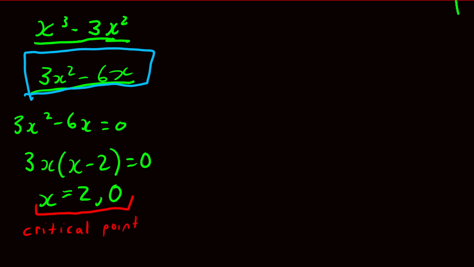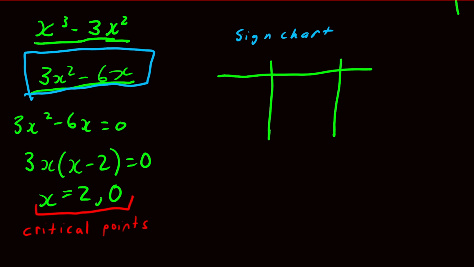Critical points. Alright, so now we do something very important called a sign chart. This is where we determine whether the derivative is negative or positive. And like we said before, if the derivative is positive, then the function is increasing, and if the derivative is negative, then the function is decreasing. There are a lot of different ways to draw this, but I draw it like this. I split the domain at the critical points. The domain of this function is all real numbers, so I'm splitting it into negative infinity to 0, then 0 to 2, and then 2 to infinity.